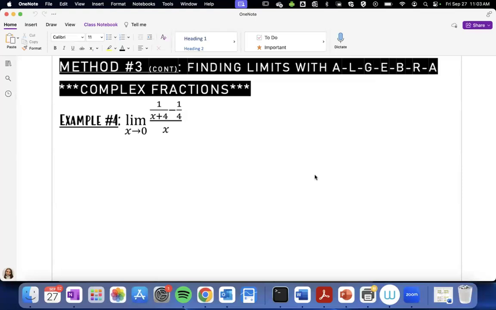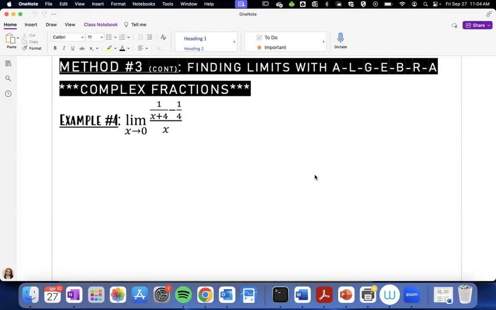All right, are we ready for example 4? Complex fractions. Yay. But you guys know how to deal with these, right? I was actually just teaching my trig classes today, and this is their first time seeing it. So, let's do this. What are my complex denominators here?